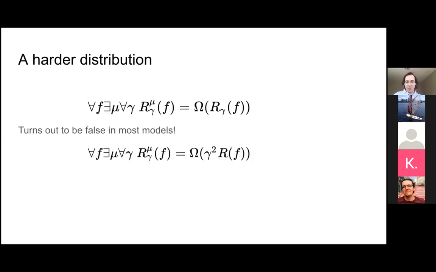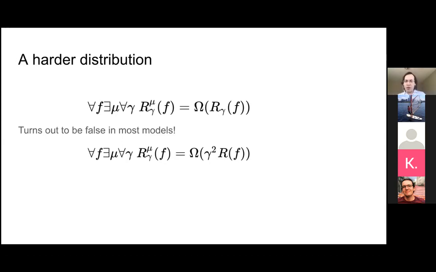Instead, we make the following statement. We ask, is it true that for all functions f, there exists a hard distribution mu, such that for all bias levels gamma, it's the same thing on the left, but we replace the right-hand side with gamma squared times R of f? The right-hand side here is smaller than the one above because of amplification, because you can always amplify a randomized algorithm with bias gamma to one with constant bias.